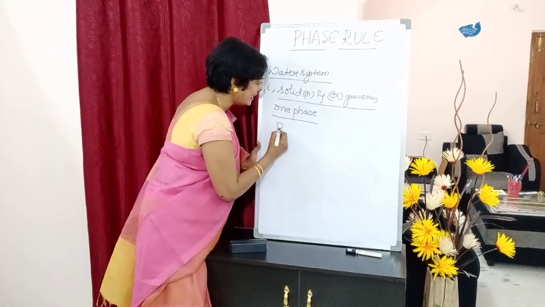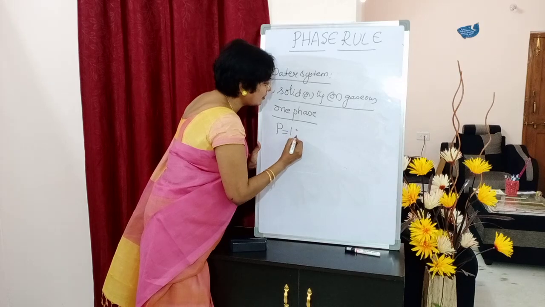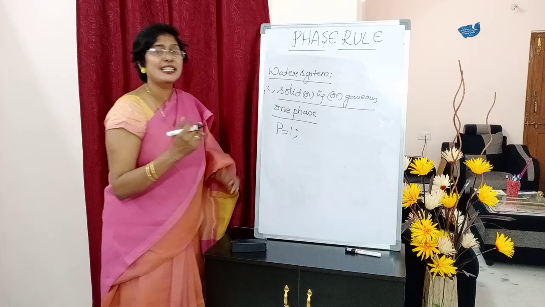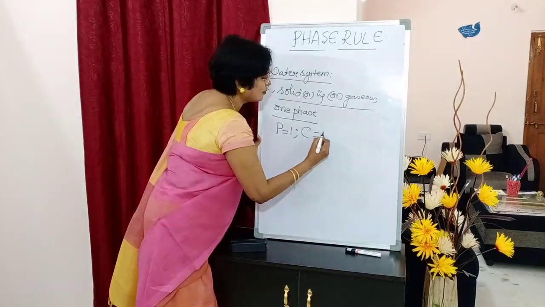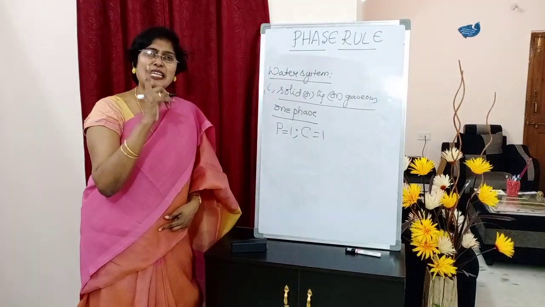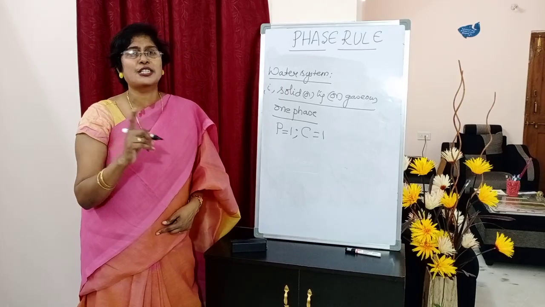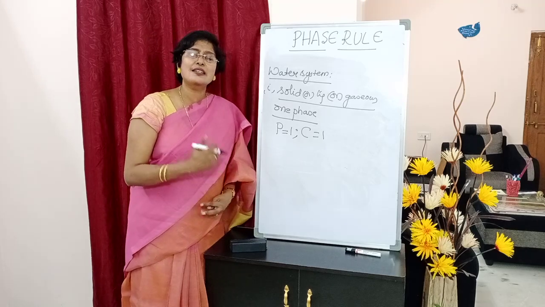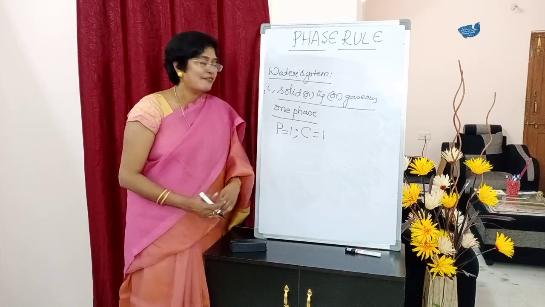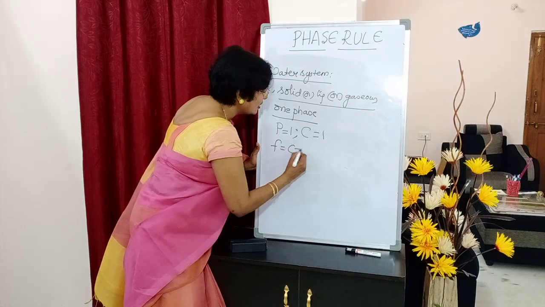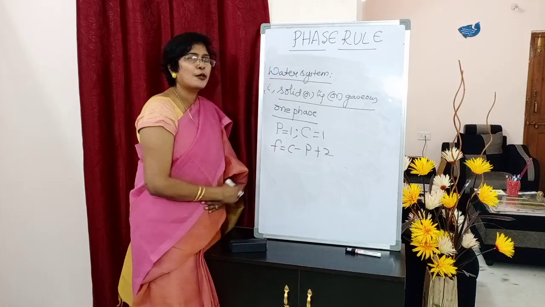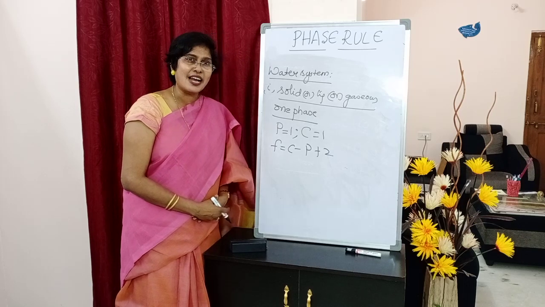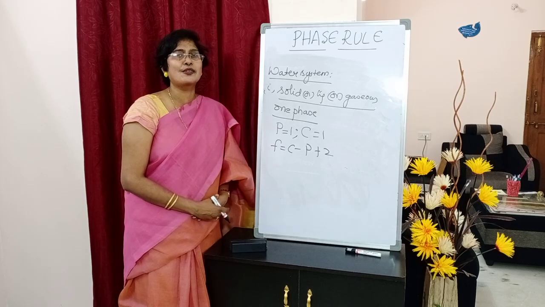Phases we denote with P, right? So, P is equal to 1. You all know, just now we have learned water system is a one component system. Why? Because we require only one chemical to explain the chemical composition of all the 3 phases, right? Now, my question. What is the phase rule expression? Phase rule expression, F is equal to C minus P plus 2, proposed by whom? Not me. It was proposed by Willard Gibbs. It is called the phase rule expression.